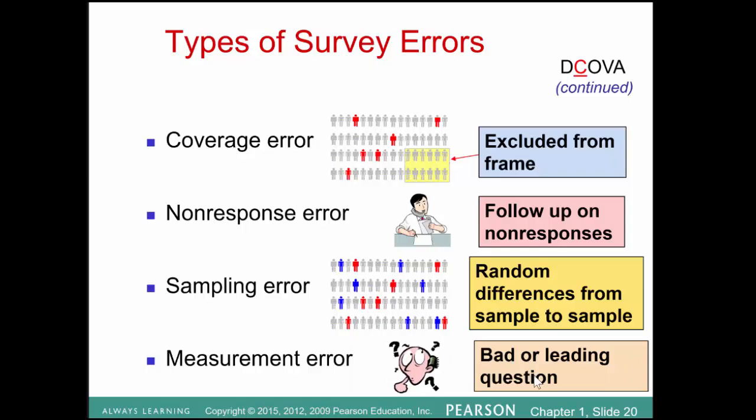Measurement error: these are bad or leading questions. Sometimes these occur because people just make approximations. For example, when you ask individuals how much money they make, they'll give you a roundabout number, but it may not be the exact number that's actually filed, say, on their tax return, or what their weight is today. Weight fluctuates quite a bit throughout the day. They may not know their exact weight, but they have some idea of it.